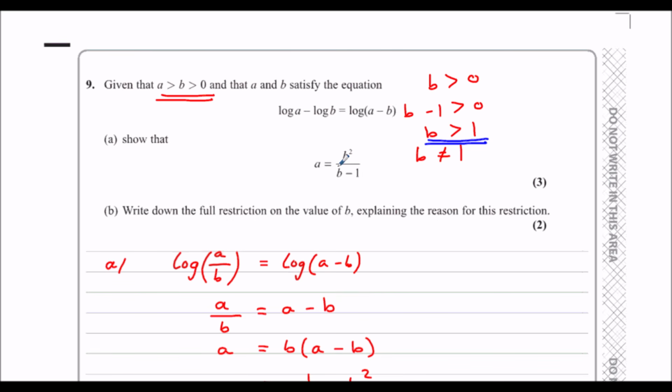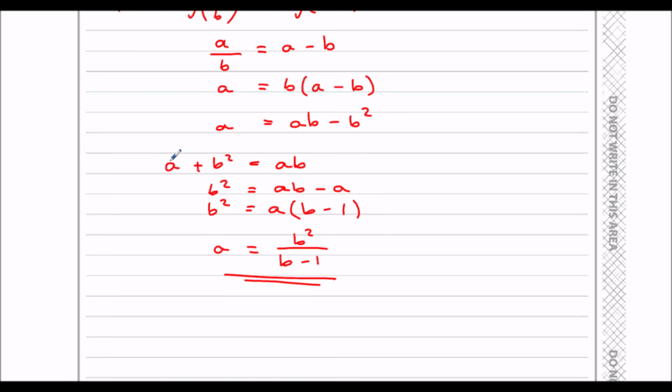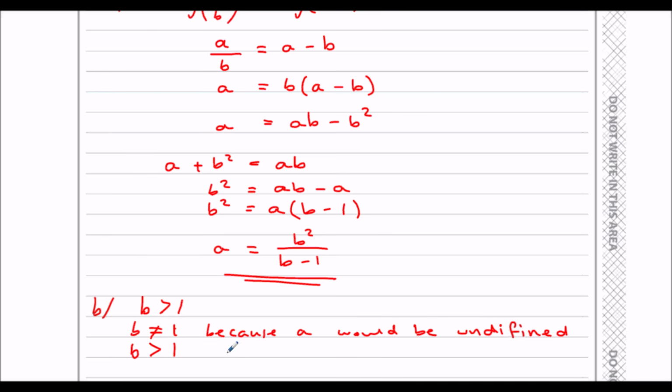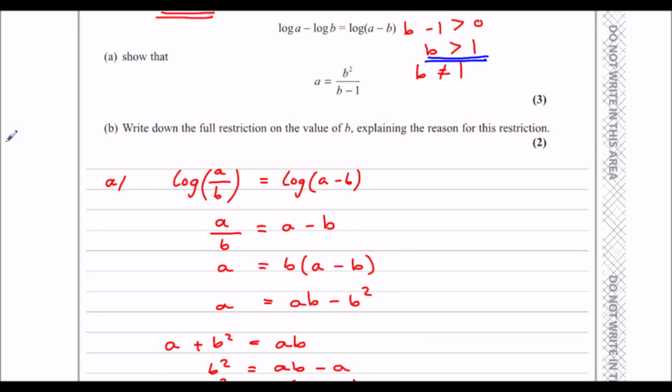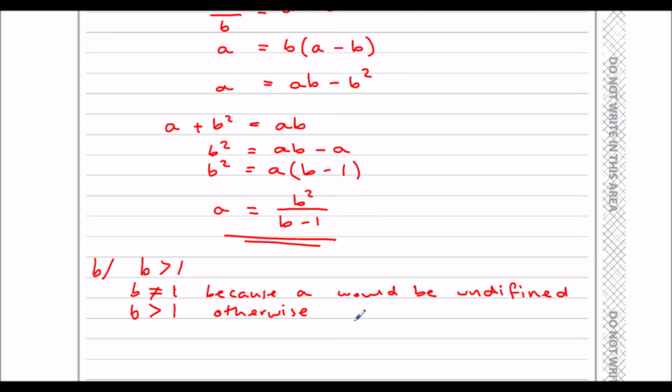So if we have 2, we'll have 4 over 1. Yep, that's not a problem. So we've got b has got to be bigger than 1. So let's write that as our answer. B's got to be bigger than 1. And then b cannot equal 1 because a would be undefined, would be dividing by 0. And b's got to be bigger than 1, otherwise if b is anything less than 1, a would be negative.